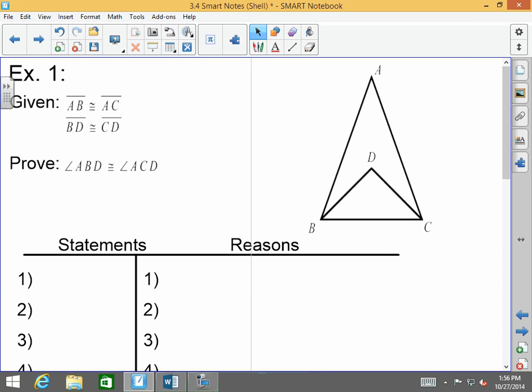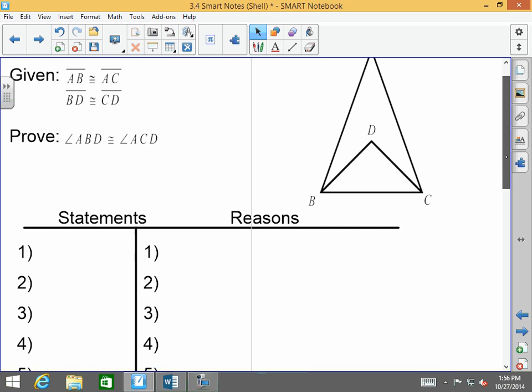Good news, that's it. That's all we needed to learn for today. Now, the fun part. How do we apply it? In this particular case, given AB is congruent to AC, BD is congruent to CD. I want to prove that angle ABD is congruent to angle ACD. All right, well, let's check this out.